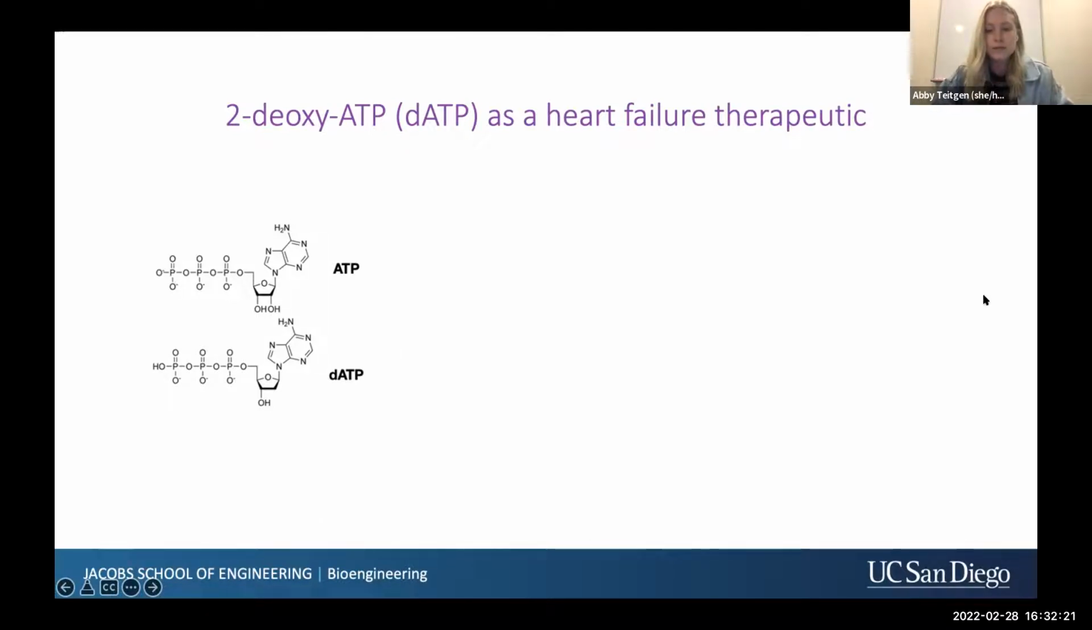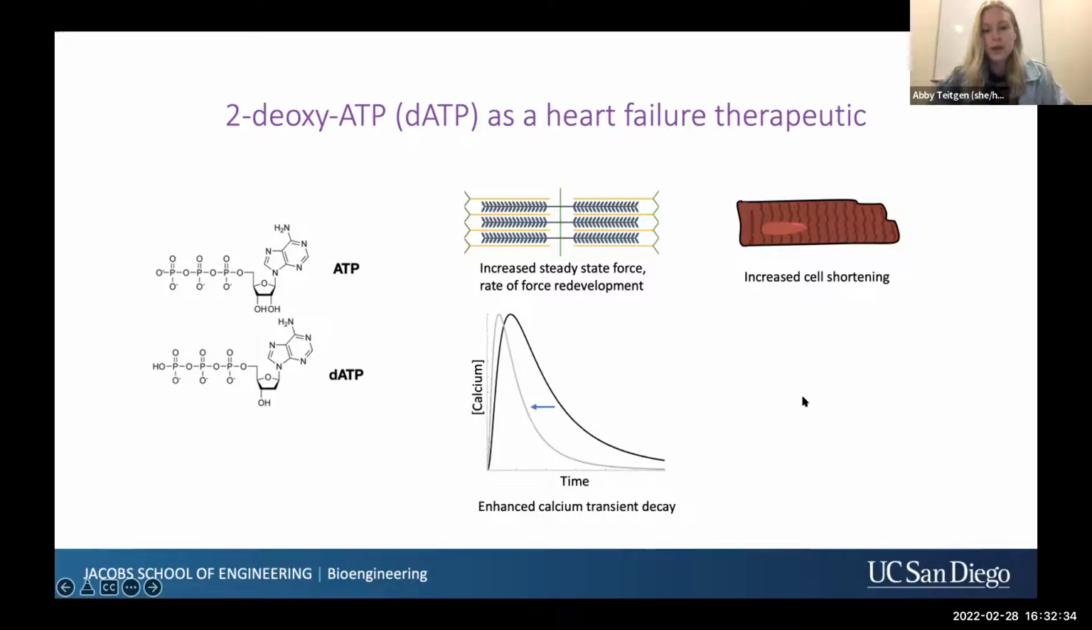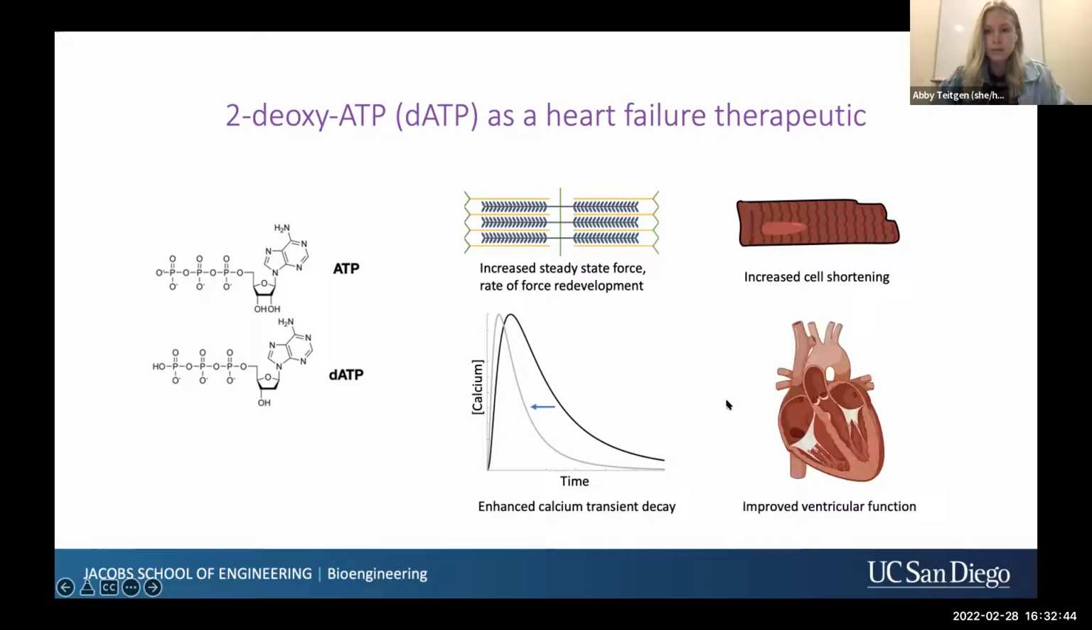So dATP has been shown to directly act on myosin to increase steady state force and the rate of force redevelopment. And it's also been shown to increase cell shortening and force production. In addition to its effects on myosin, it also has been shown to increase the rate of calcium transient decay, which results in faster relaxation. And it has also been shown to improve ventricular function in a number of animal models.